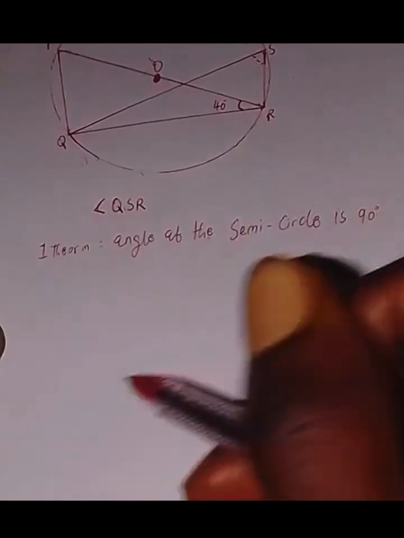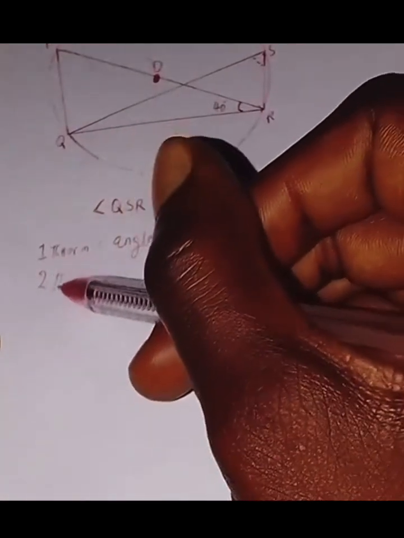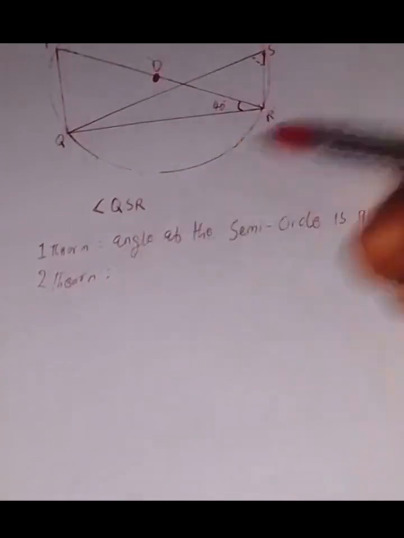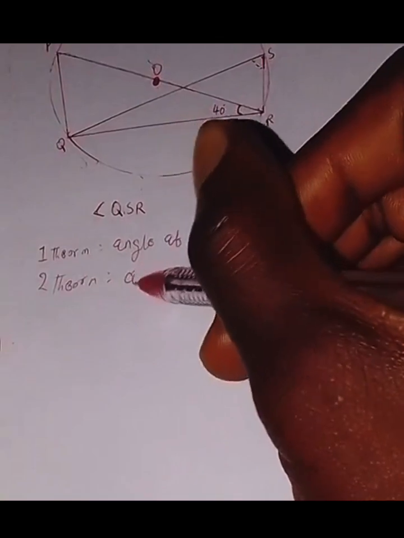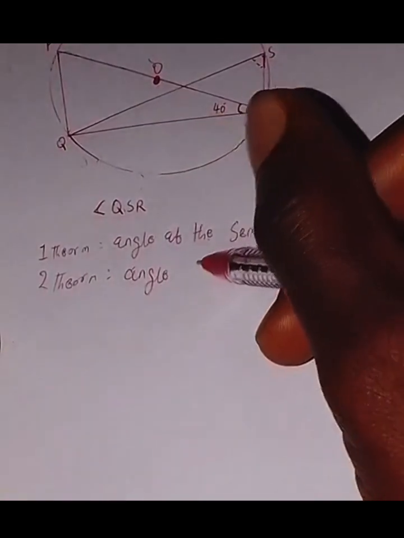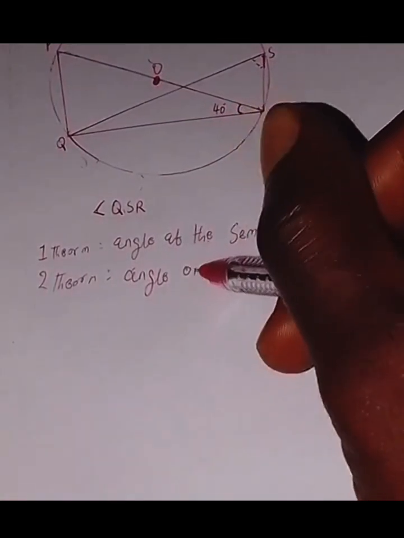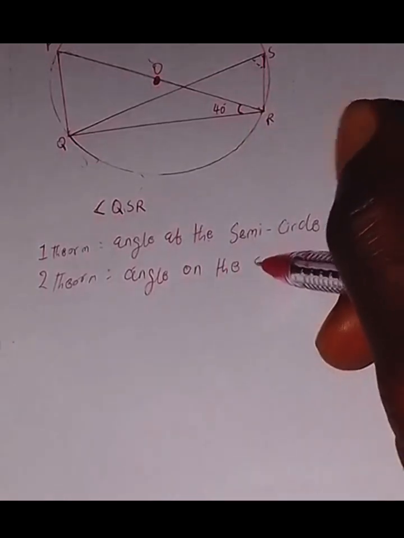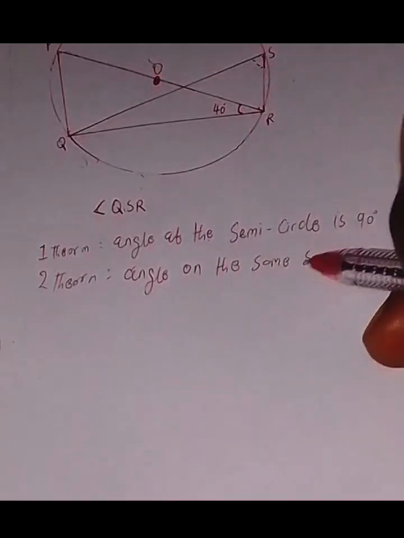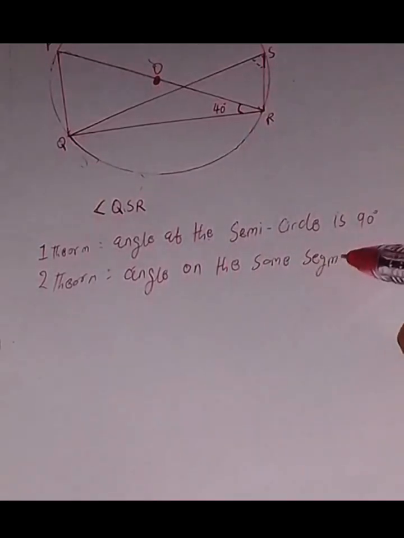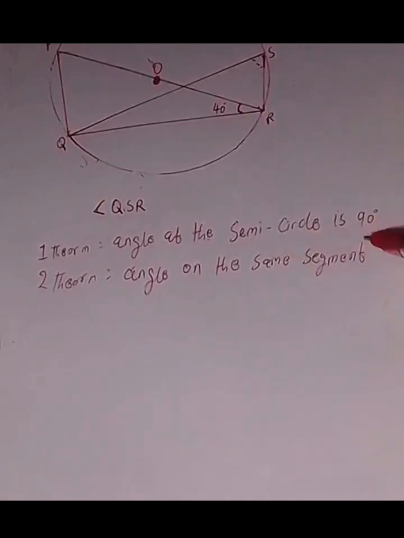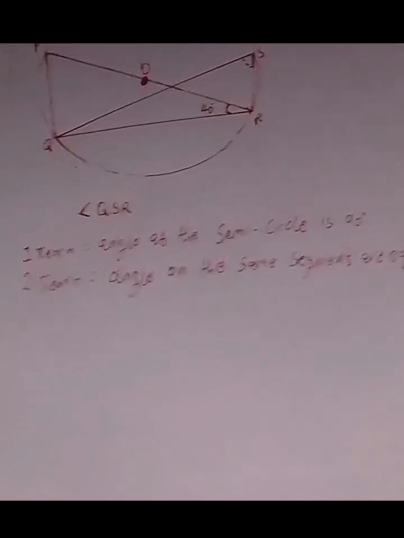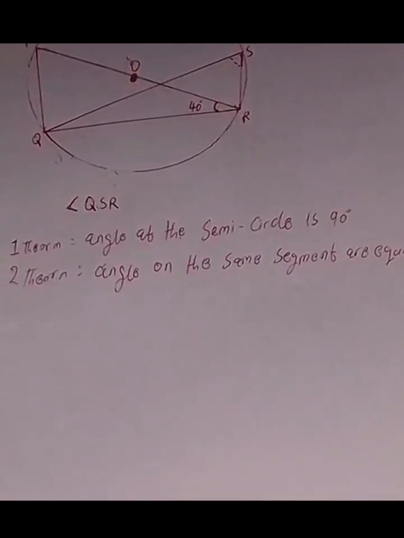The second one we'll be using here says angles in the same segment are equal. Angles in the same segment are equal.